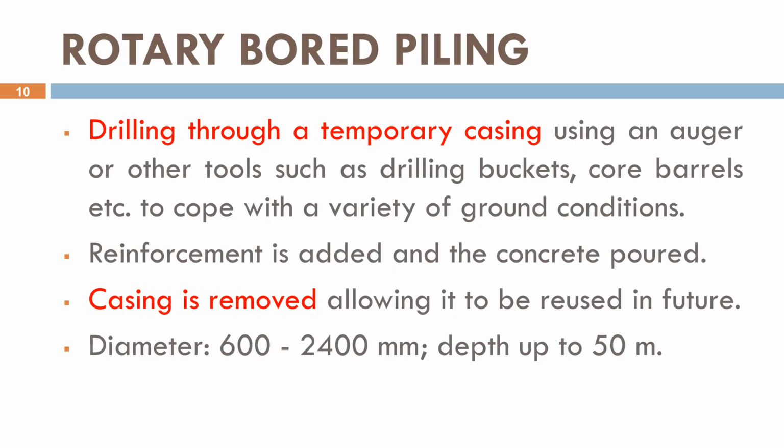Rotary bored piling is one of the most widely used modern piling techniques. A borehole is drilled using an auger, drilling bucket, or core barrel. Temporary casing is often installed to prevent the sides of the borehole from collapsing. Once the required depth is reached, the reinforcement cage is lowered into the borehole, and concrete is poured using a tremie pipe. Finally, the temporary casing is removed for reuse. Rotary bored piles have diameters ranging from 600 to 2,400 millimeters and depths up to 50 meters. These piles are suitable for both soft and hard ground conditions and produce very little noise and vibration.